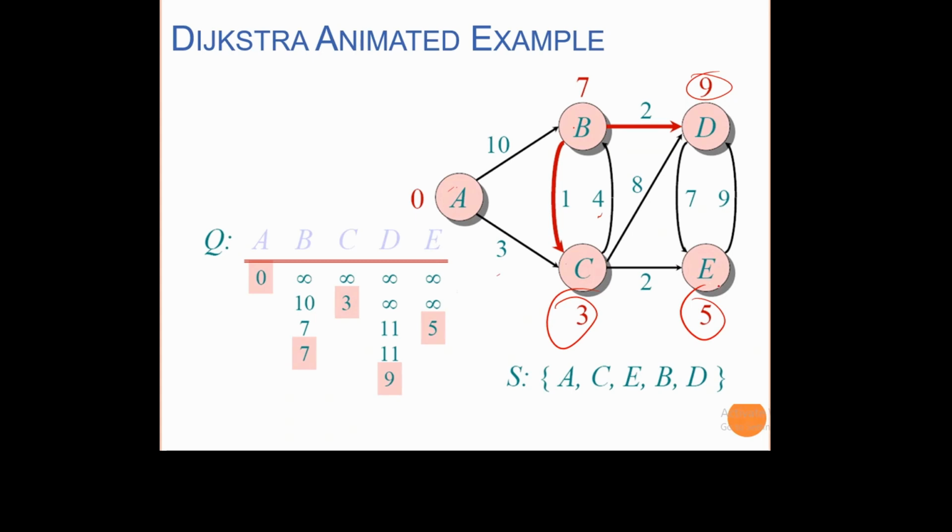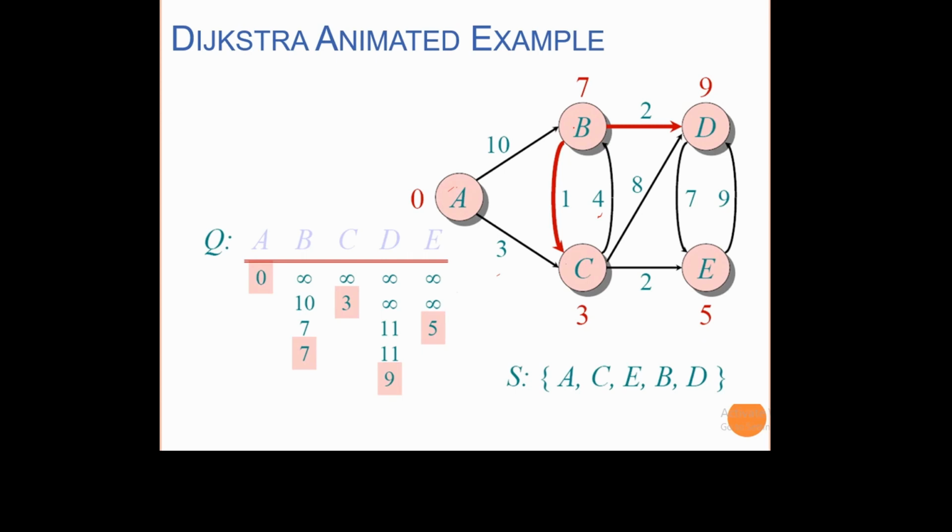Okay, and for C it is 5, because if we simply move from A to B and B to C, it will be 10 plus 1, 11, or for this one it will be 3 directly. For E we can have A to C and C to E, that is 3 plus 2, 5. For D, 10 plus 2, 12, no, we can go from A to C, C to B, B to D. That is 3 plus 4, 7 plus 2, 9. So it will be 9 like this.